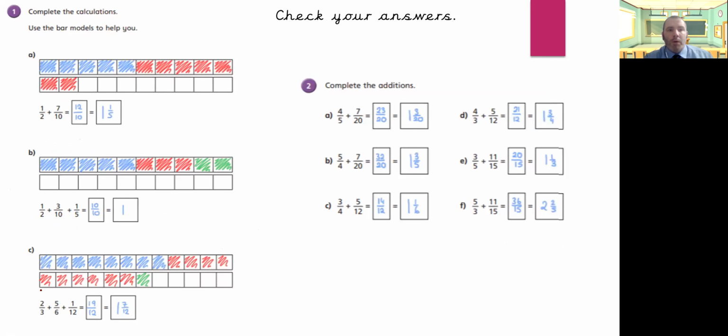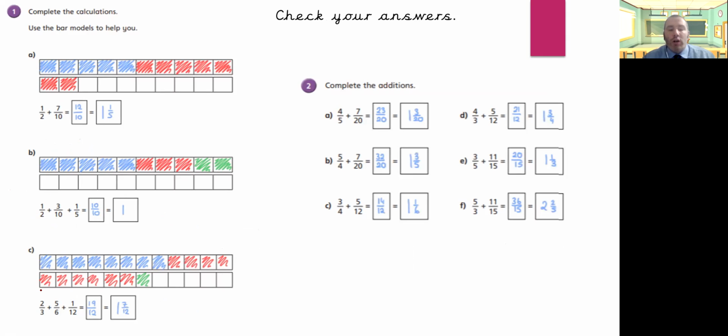So using our bar models, what I've done here, where I've got different numbers of fractions, I've used different colors. So A, I'm adding 2 fractions together. I've used blue and red to show those. B, I've used blue, red, and green, and the same again for C.